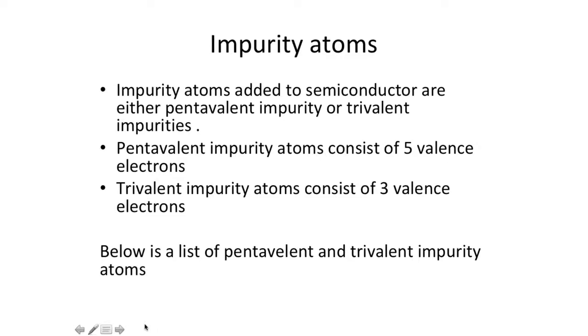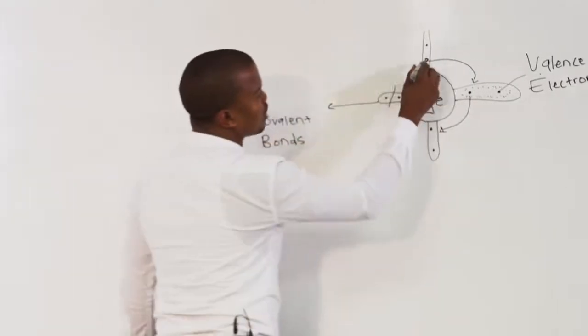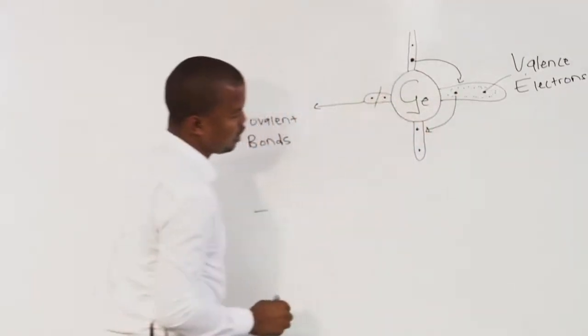Impurity atoms. I have told you that we will demonstrate how to add the impurity atoms. Impurity atoms added to a semiconductor are either pentavalent impurity or trivalent impurity. A pentavalent impurity atom consists of 5 valence electrons. If you can remember, a germanium crystal has got 4 valence electrons around it.